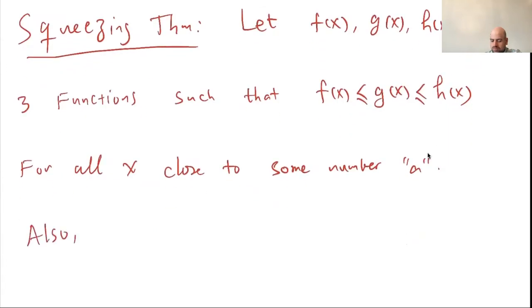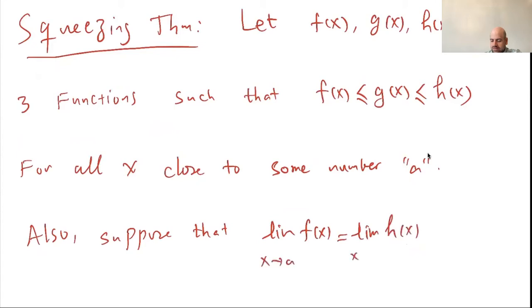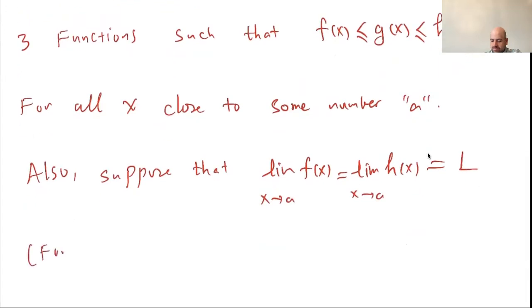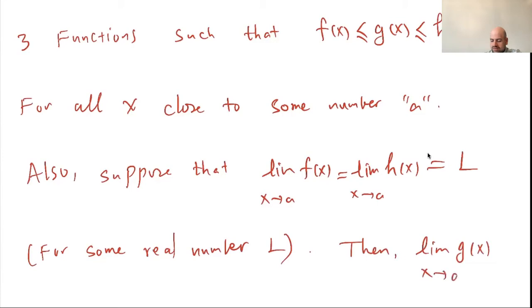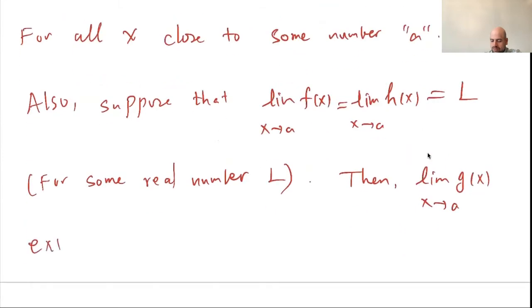Also suppose that the limit of f of x and the limit of h of x, these two limits exist and are equal to some real number L. Then we can say that the limit of g of x as x approaches a exists and is equal to L as well.